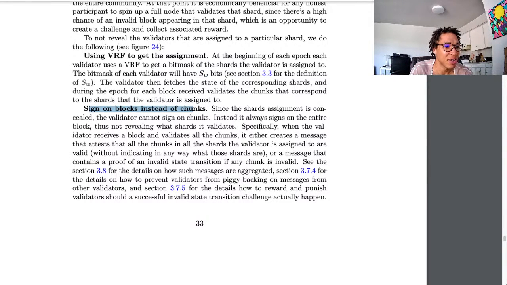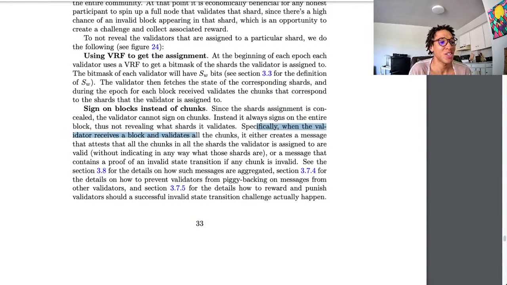Sign on blocks instead of chunks. So since the shard assignment is concealed, the validator cannot sign on chunks. Instead, it always signs on the entire block, thus not revealing what shards it validates. Makes sense? Because it's some anonymity, well, I don't know about anonymity, but some concealment.